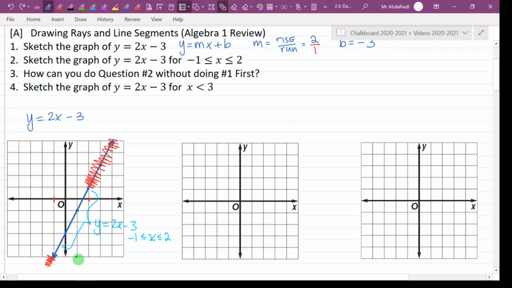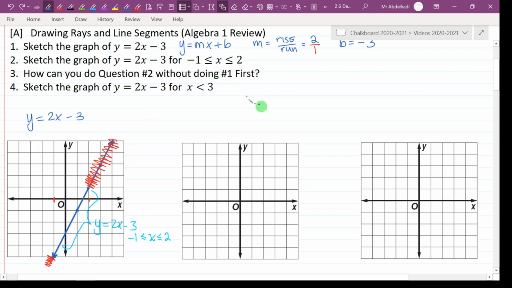This could be one piece of a piecewise function. But it seems like a sloppy way to get to that piece, to draw the entire line and then go back and scribble out parts of it. So what's a better way to do this? How could you do what I just did in question 2 without doing question 1 first, without drawing the entire line?